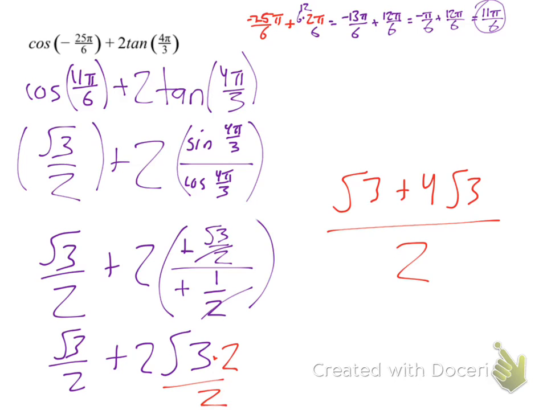No. We can simplify this more. Not dividing by 2. Yeah, add the square root of 3's. What's square root of 3 plus 4 square root of 3? 5 square root of 3 over 2. Now you're done.